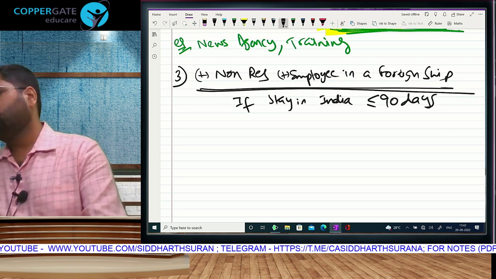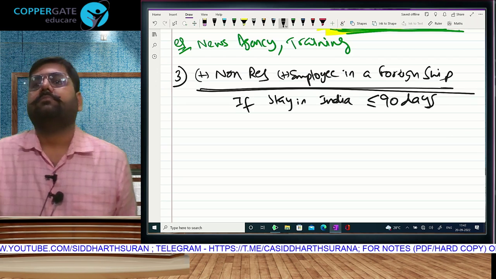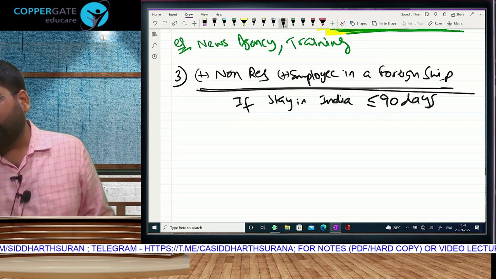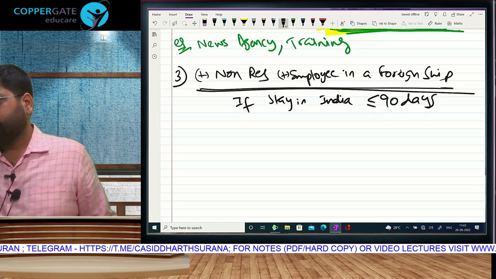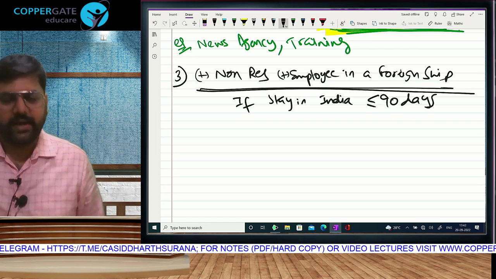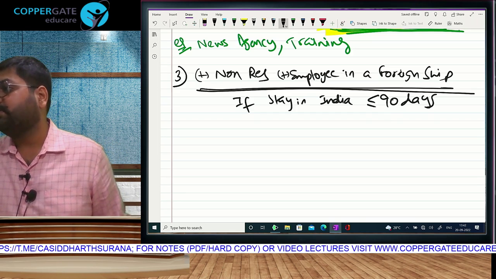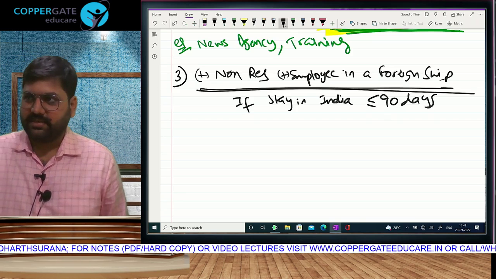Now you tell me, is equal to 90 days covered or not? Meaning, will you get your exemption at equal to 90 days or not? So if your stay in India is 0 to 90 days, your income will be exempt. If it is 91 days, your income will not be exempt. Not exempt means taxable. Is that clear?